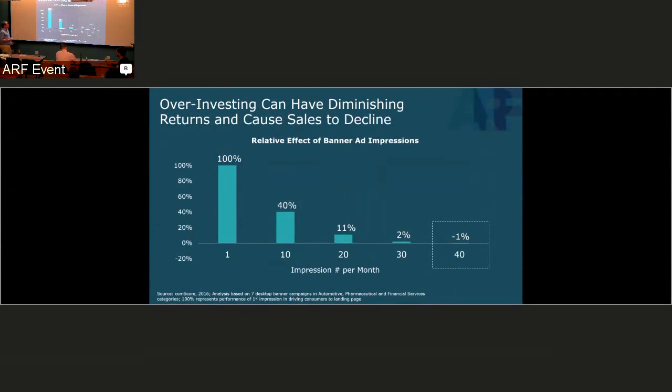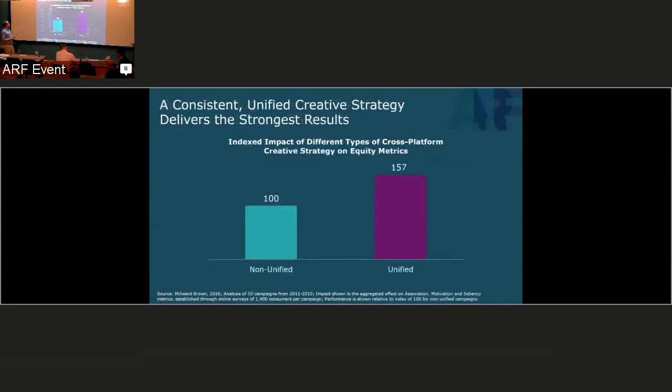Pay attention to frequency. And then the fifth piece was around creative. So we know that cross-platform advertising pays these great dividends. There's 19% for the 2-platform campaign, the 35 for the 5-platform campaigns. The question is, what's my creative strategy in that context? Should I produce different kinds of creative, completely different executions for TV and digital? Should I have exactly the same content, or should I have some kind of blend? And we know how important creative is. So the finding is this: a consistent, unified strategy delivers the strongest results.